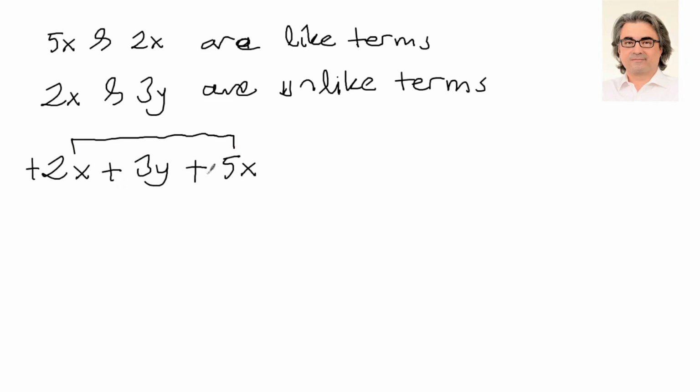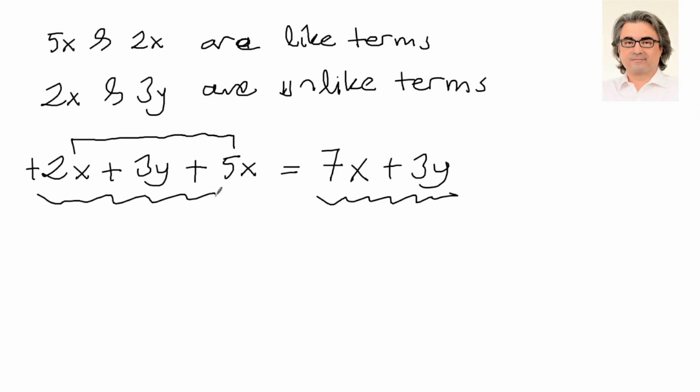So I may make an addition operation between them. Plus 2x plus 5x. 2 apples plus 5 apples. I may think like this. It means 7 apples and plus 3 oranges because it's 3y, not x. So right here at the end, this is the simplification of this algebraic expression. I simplified the left side to the right side. This operation is called simplification.